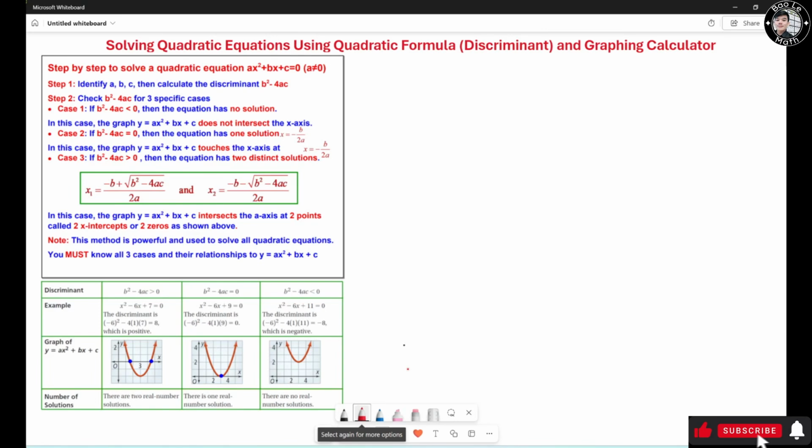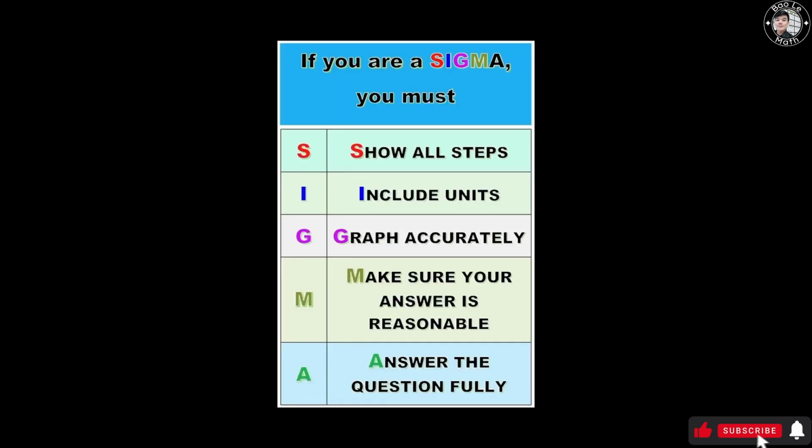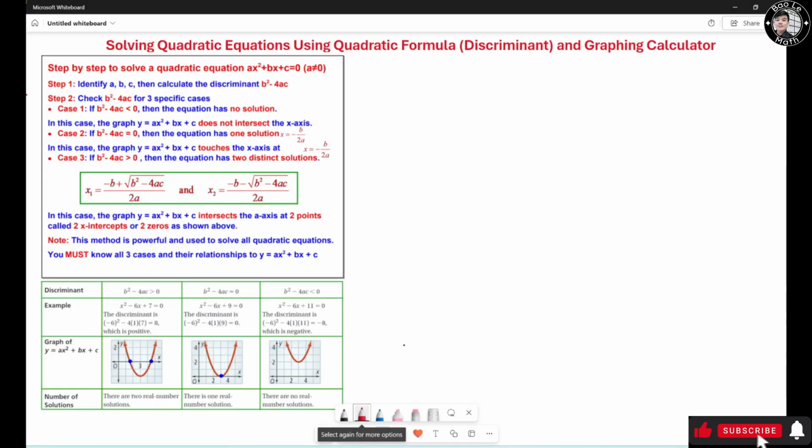Hello everyone. In this video, we're gonna learn how to solve quadratic equations using the quadratic formula and a graphing calculator. Alright, so what you need to do is to follow the step-by-step right here. Step number 1, identify the coefficients A, B, and C. Then calculate the discriminant, b squared minus 4ac. Mostly we're gonna call this one delta.